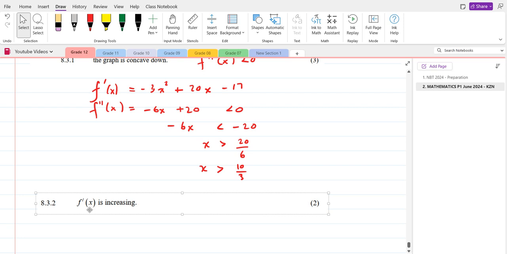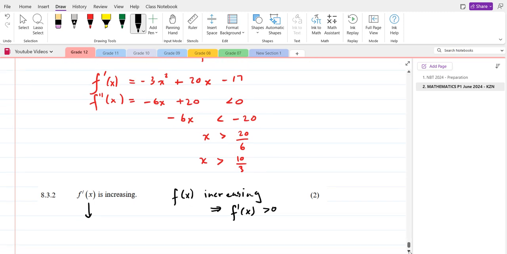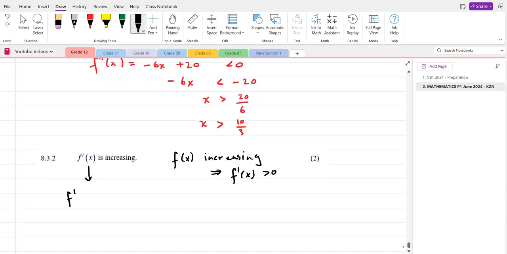No, they said when is f prime x increasing? F prime x increasing basically means, they didn't say f of x increasing, right? Because f of x increasing basically means f prime x is greater than 0. But now they said f prime x increasing. It means it's going to be f prime x is greater than 0.